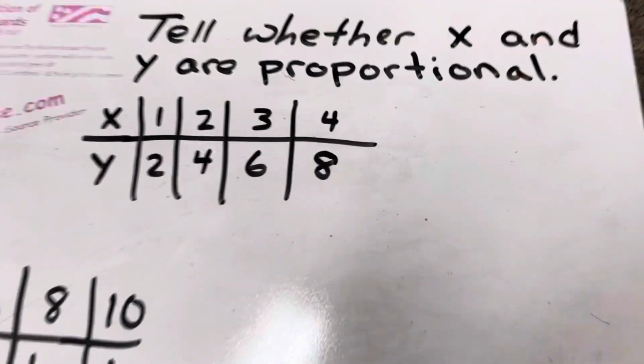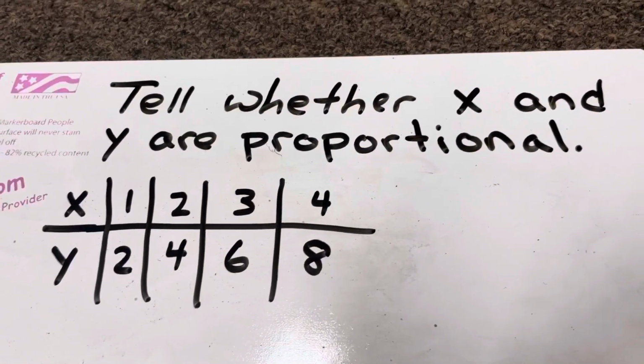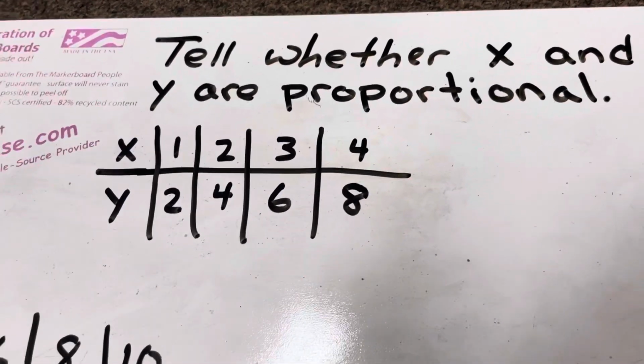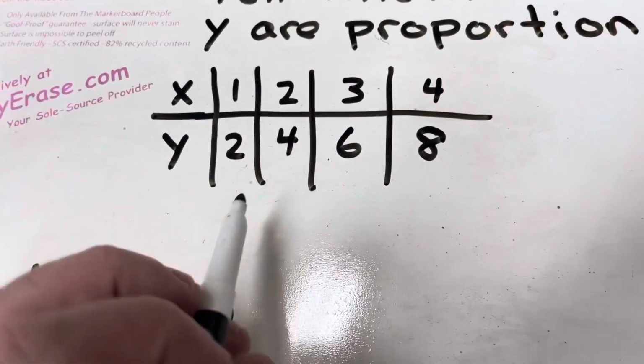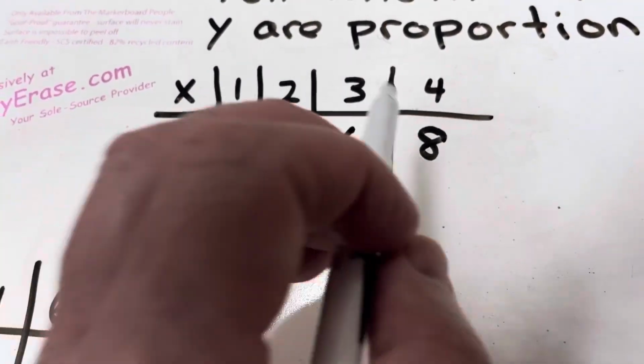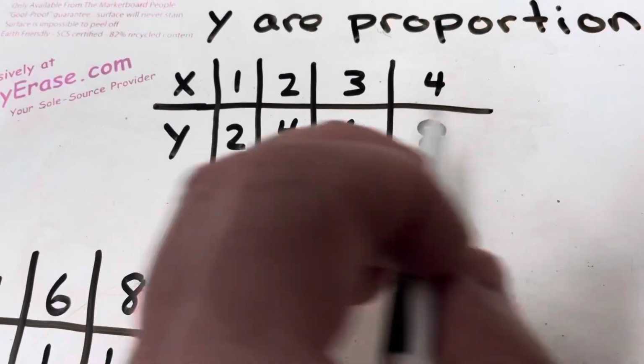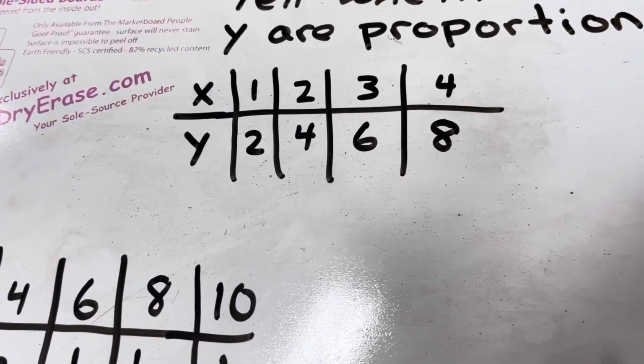All right? So, moving right along. The second part of our assignment says, tell whether X and Y are proportional. Basically, they want to know, when we look at these ordered pairs, when we look at the relationships, are they equal?